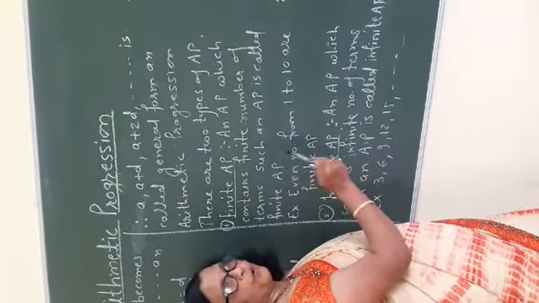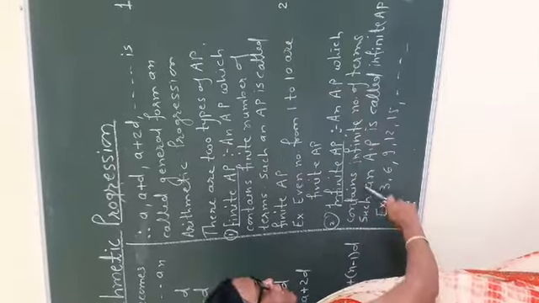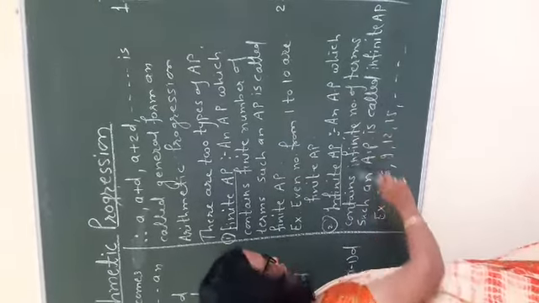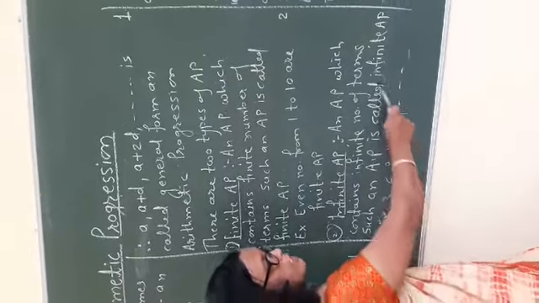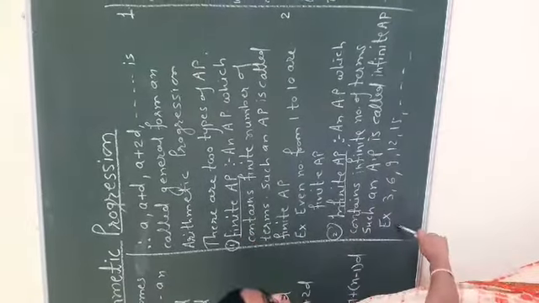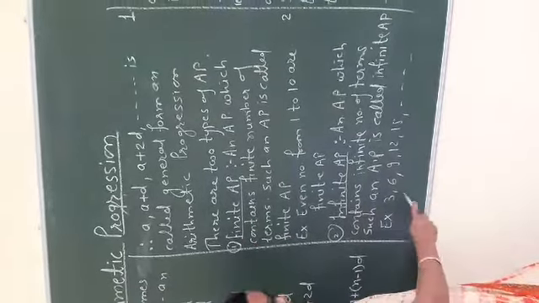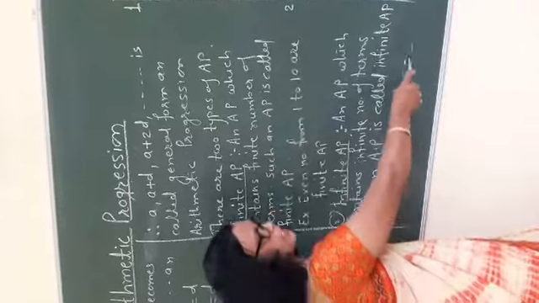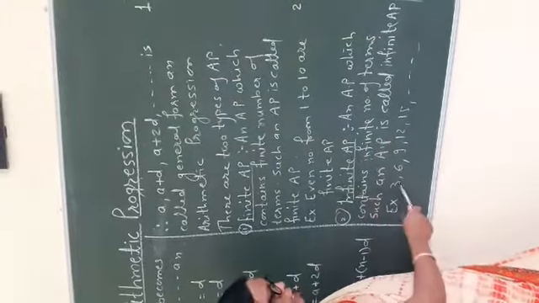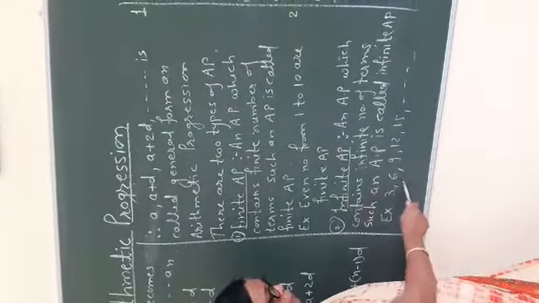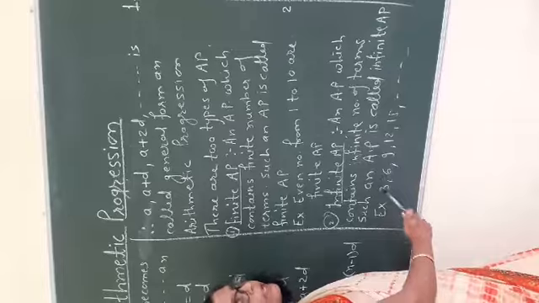Then infinite AP means an AP which contains an infinite number of terms, such an AP is called the infinite AP. For example, 3, 6, 9, 12, 15 and dots, meaning the end of which we don't know, that's why it is called the infinite AP. Are you finding? This is the table of threes, or we can say these numbers are divisible by 3.